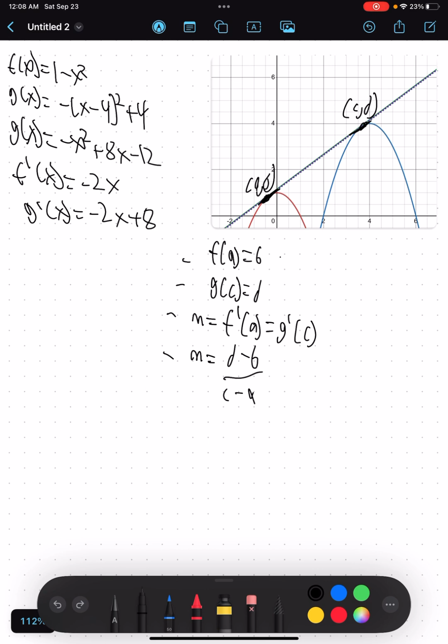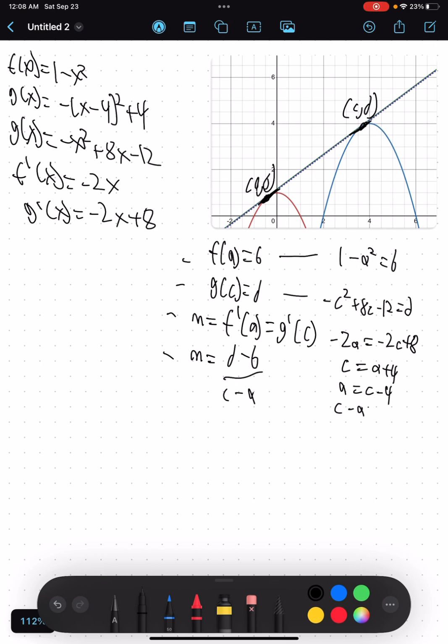So first thing we do is we use this equation, just plug in the definition of f of x, to find 1 minus a squared equals b. We do the same thing here, plugging in the c and d to g of x to get negative c squared plus 8c minus 12 is equal to d. Then we plug in a and c to get negative 2a is equal to negative 2c plus 8. And then that can be rewritten as c is equal to a plus 4, and a is equal to c minus 4, and c minus a is equal to 4.